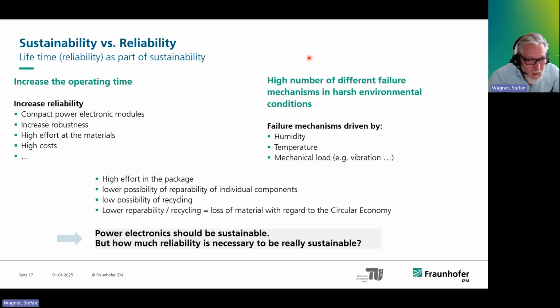So we have to keep in mind power electronics should be sustainable. But how much reliability is necessary to be really sustainable?